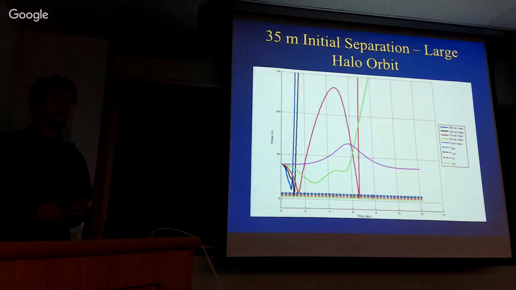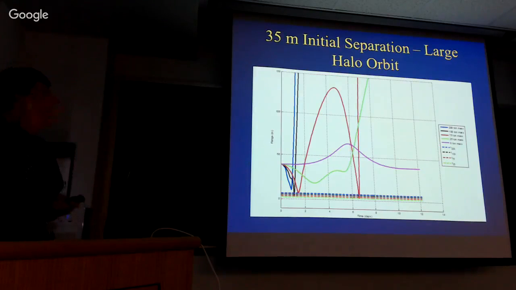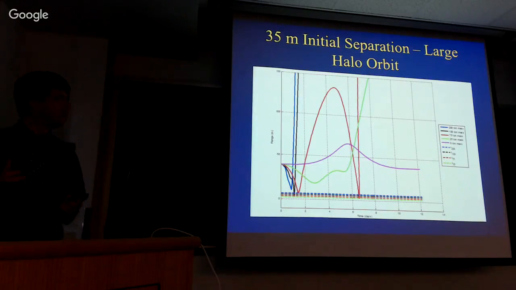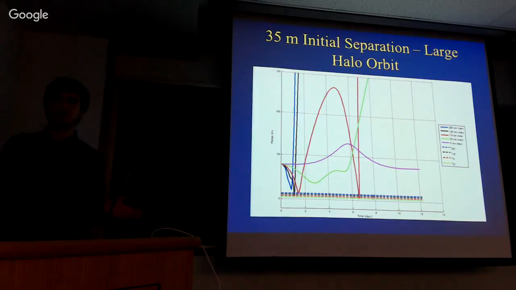Yeah, so the colors have to match. If the red line crosses the red dashed line, that means there's an impact. However, if the red line crosses the blue dashed line, no impact.